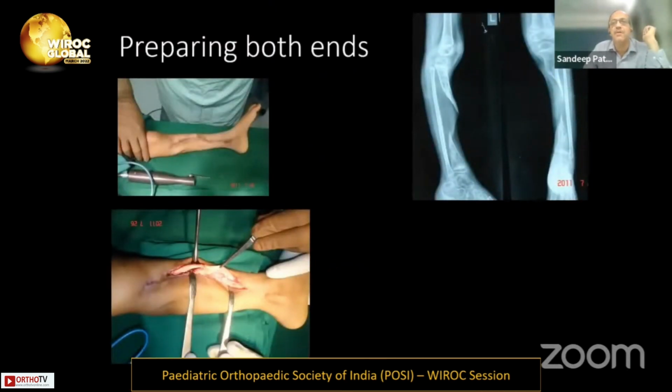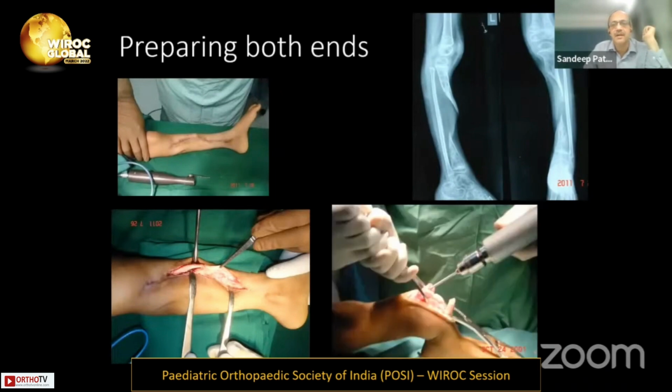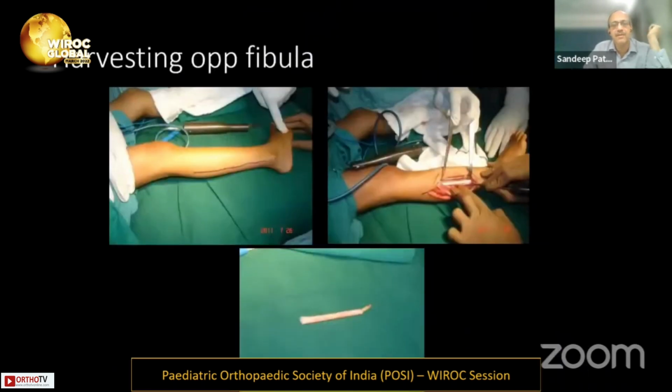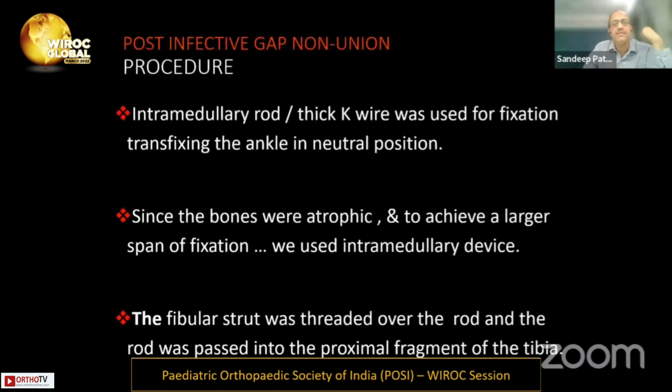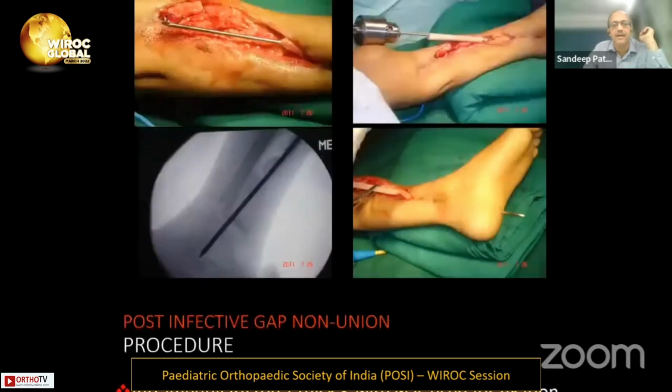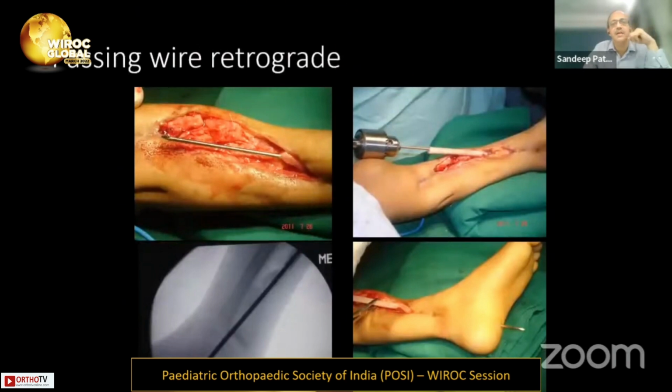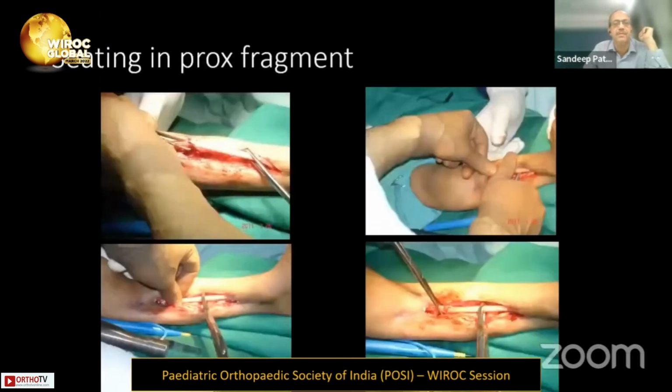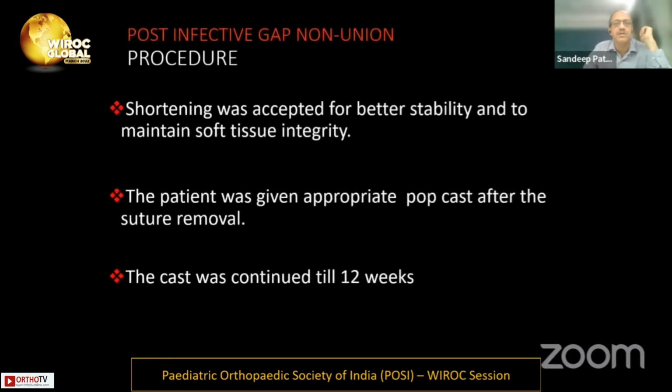So this is an example. You prepare both the ends, open the canals, then harvest the fibula, and then with a thick intramedullary rod or a K-wire which goes across the ankle and transfixes the graft snugly, you thread the strut over the graft, and then you pass it like that so that it holds the graft very snugly into the gap that is available. And then you seat it in the proximal fragment and push your K-wire or pin across.